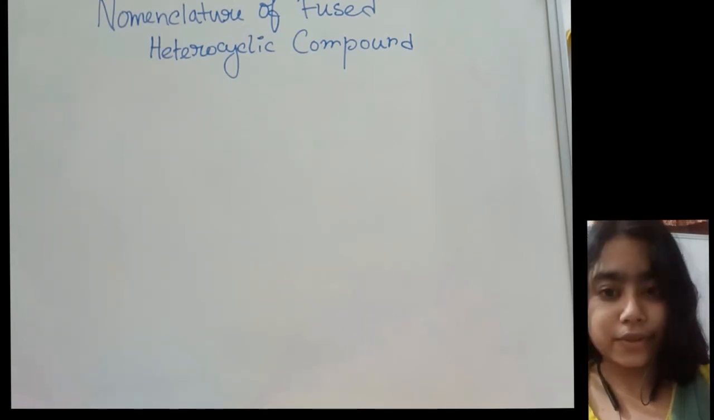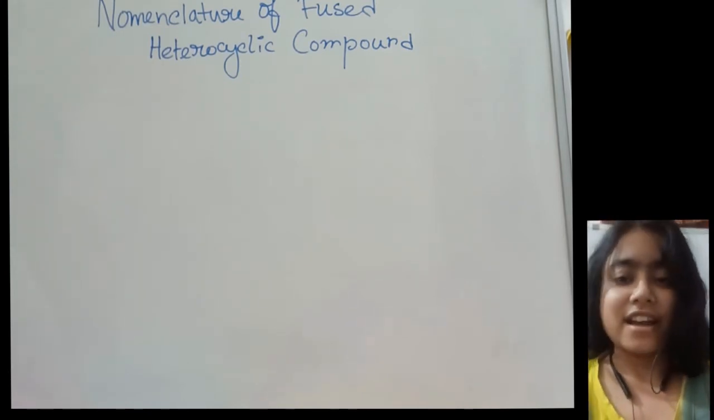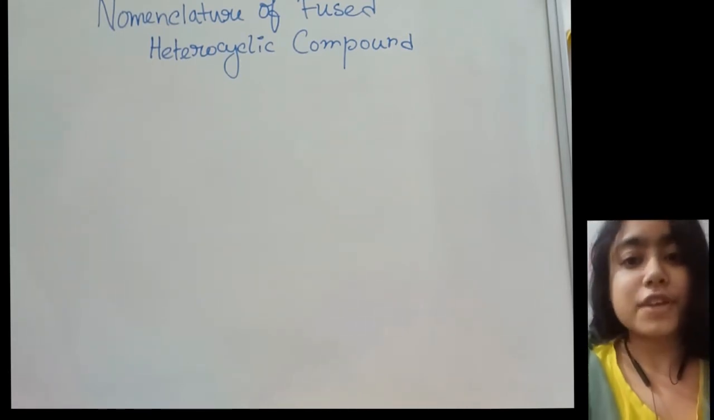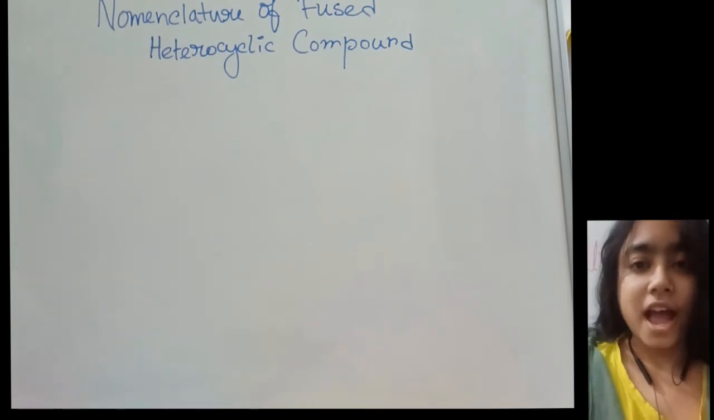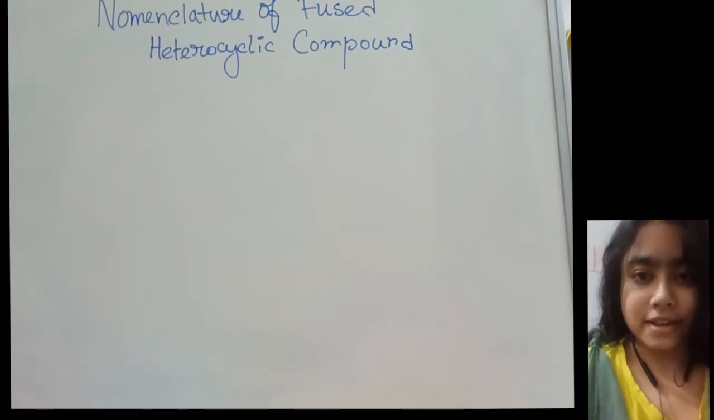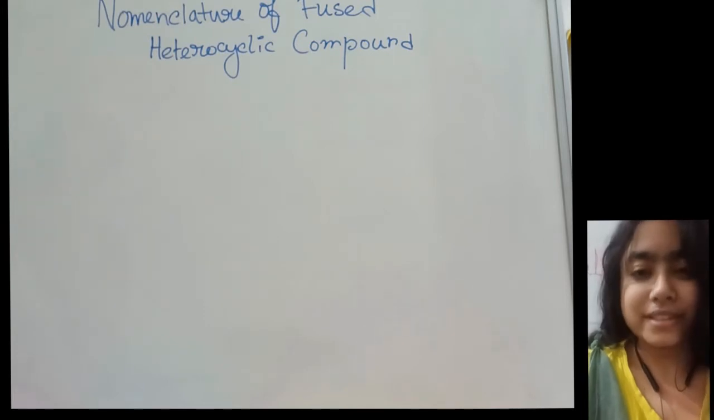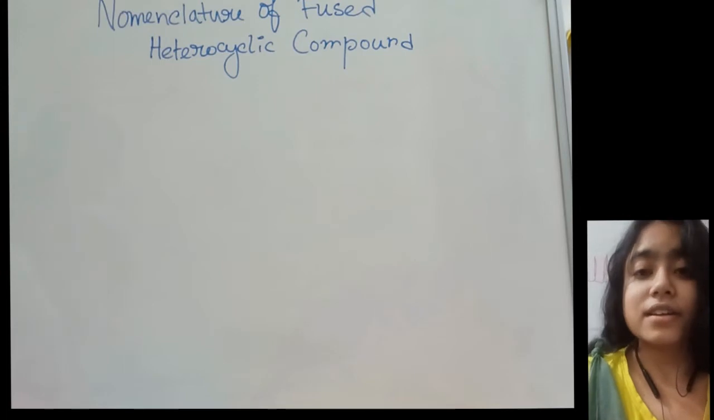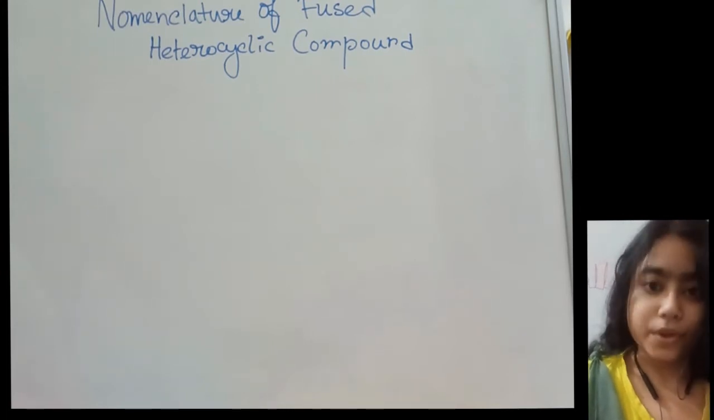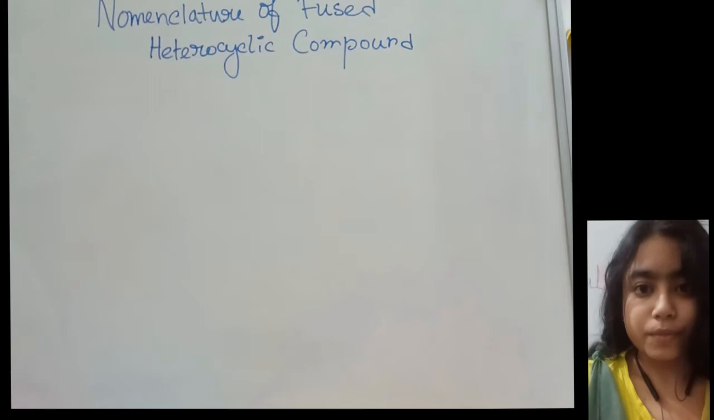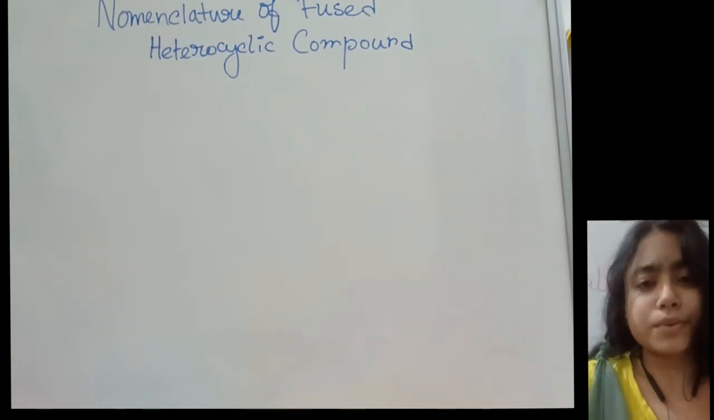In this video particularly I am going to discuss the nomenclature of fused heterocyclic compounds. In my previous video I discussed only heterocyclic compounds which have only one ring with a heteroatom in that ring. In this video I'm going to discuss fused rings. So when we discuss the nomenclature of fused heterocyclic compounds, first of all we have to know two terms.